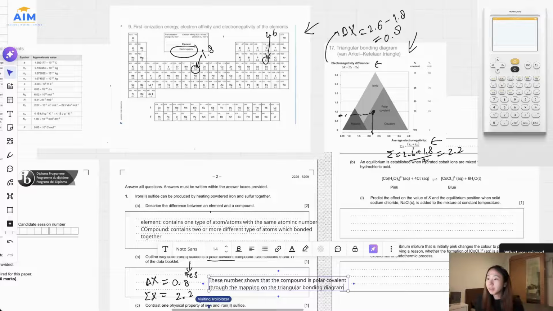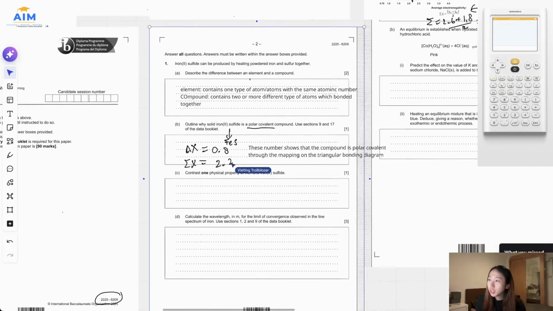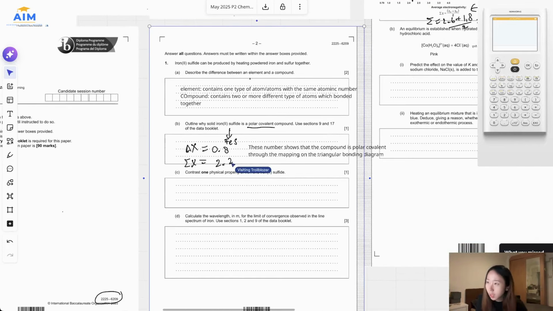Okay. Alright, so we go for the next question. The next question is asking, contrast one physical property of iron and iron sulfide. So we need to know the difference. Iron is a metal. Meanwhile, iron sulfide is a salt.